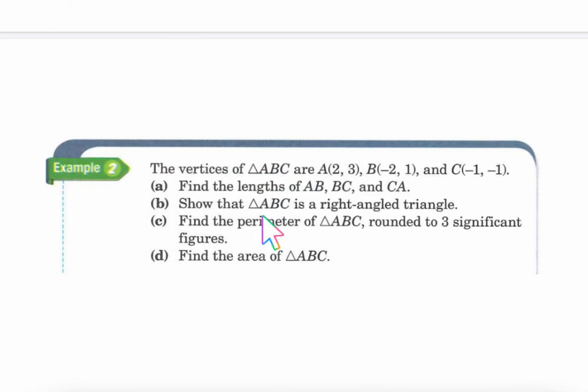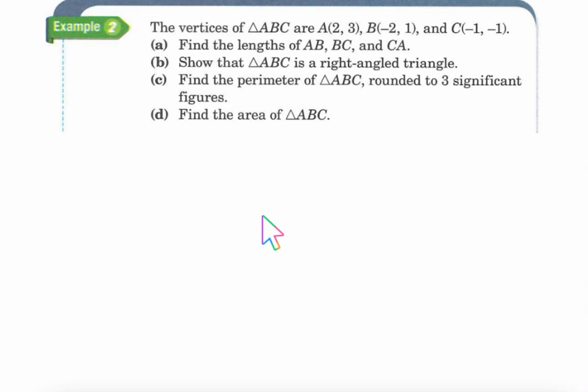All right, let's try example 2 now. The vertices of triangle ABC are as follows. Find the lengths of AB, BC, and CA. Show that that triangle is a right angle triangle, so a right triangle. Then find the perimeter of triangle ABC, round it to 3 significant figures, and then find the area of triangle ABC. Ooh, that's a lot. And then I'm gonna challenge myself and not use a coordinate plane. Go ahead and pause the video, try it on your own first.